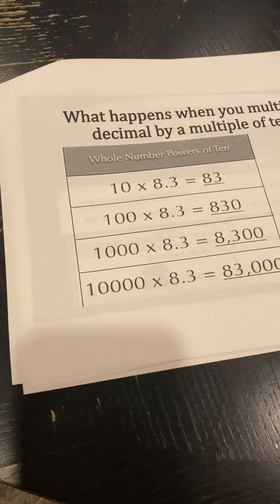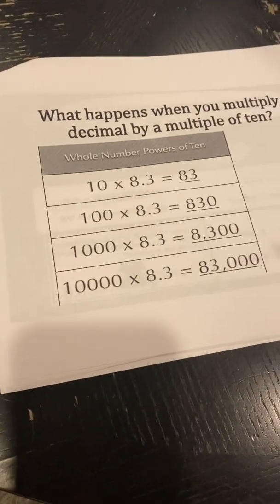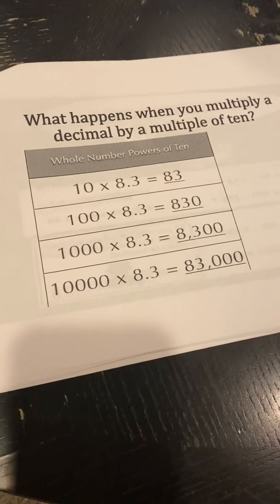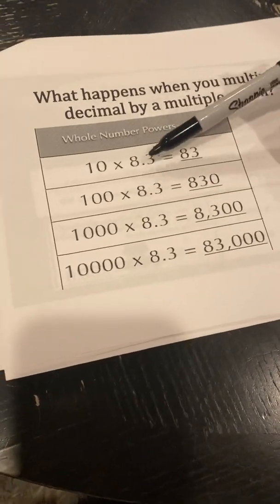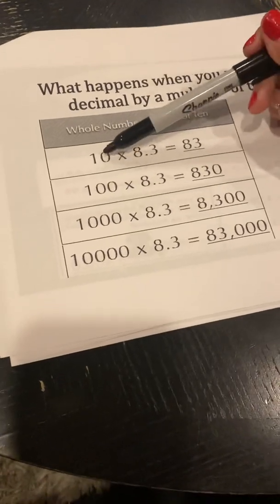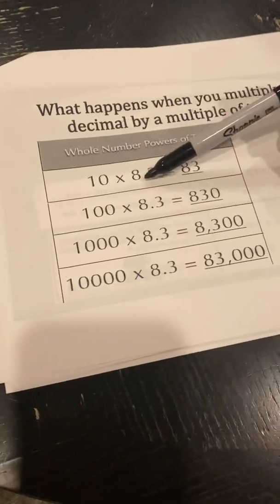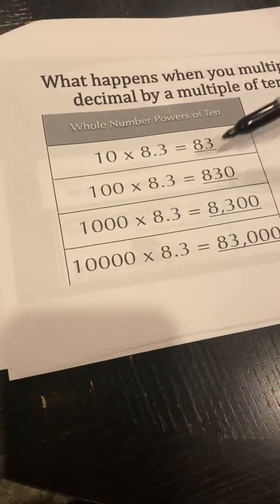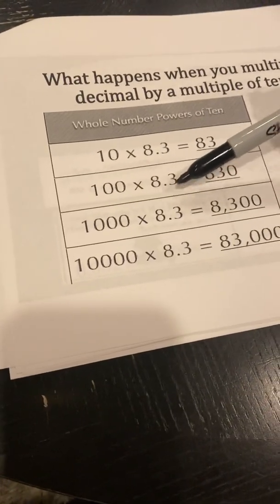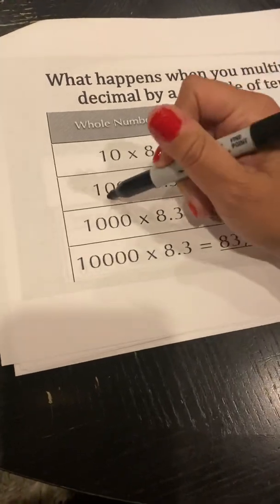All right, so today we're going to learn how to multiply a decimal by a multiple or power of 10. So if you're looking at this chart here, you'll see if you have 8 and 3/10, if you're multiplying it by 10, if you notice here, the decimal point went to the right one time. So you have 83.